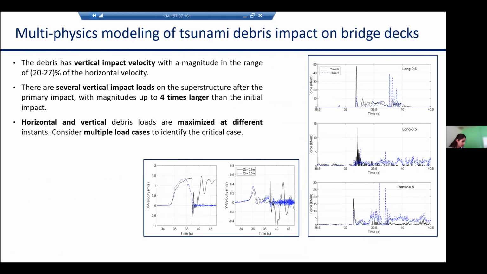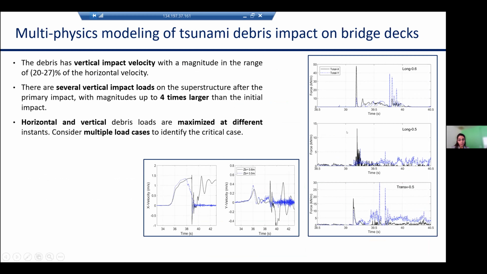In terms of the debris impact force and velocity, the main focus of the available prescriptive load equations and previous studies was just on the horizontal impact force. However, our numerical results show that the debris has significant impact velocity along the vertical direction, which is in the range of 20% up to 27% of the horizontal impact velocity.